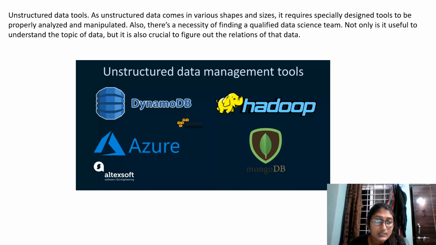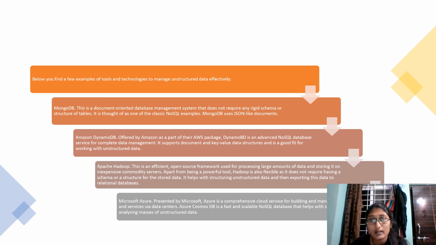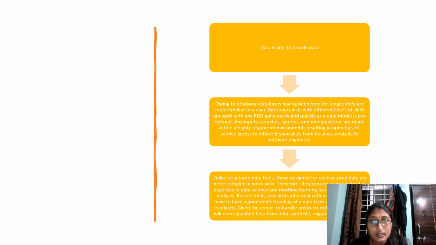Unstructured data comes in various shapes and sizes. It requires specifically designed tools to properly analyze and manipulate it. Finding a qualified data science team is not only useful for understanding the topic of data, but it is also crucial to figure out the relations within the data. Below you can find examples of the tools.